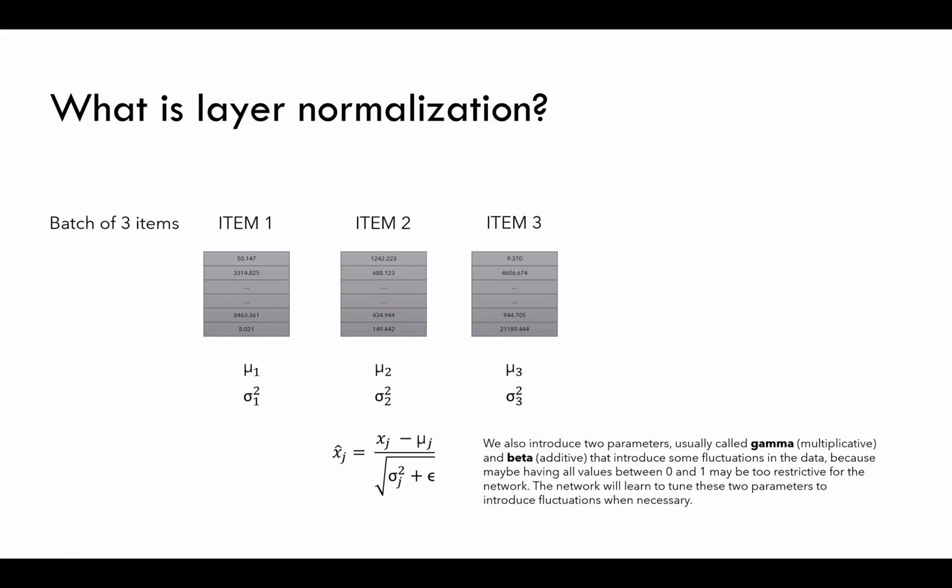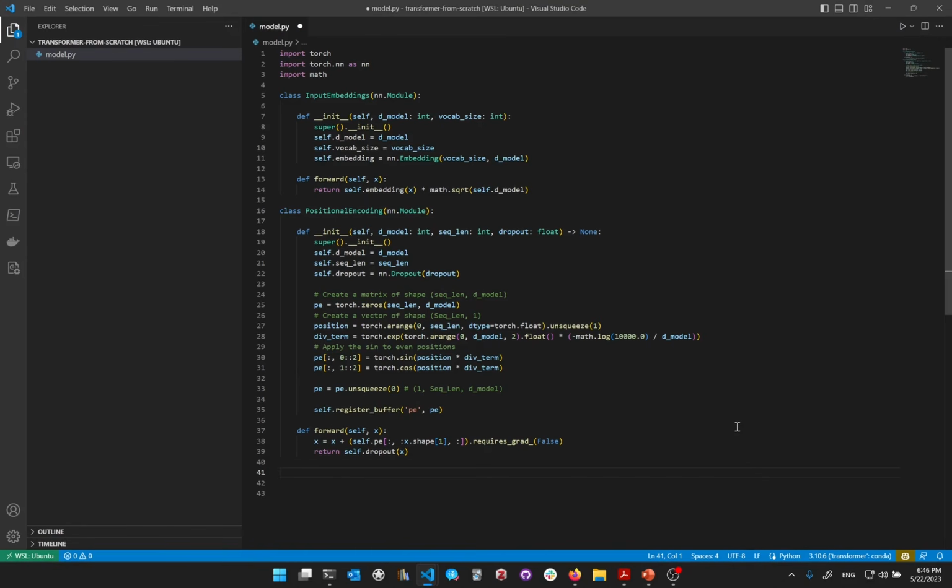Okay, let's build the code for this layer. Let's define the layer normalization class and the constructor as usual. In this case, we don't need any parameter except for one that I will show you now, which is epsilon. Usually EPS stands for epsilon, which is a very small number that you need to give to the model, and I will also show you why we need this number. In this case, we use 10 to the power of -6.